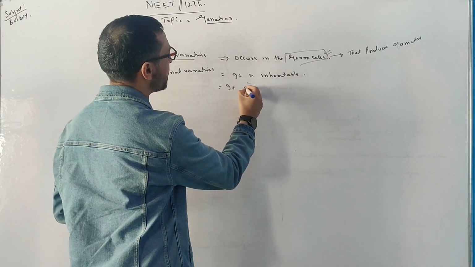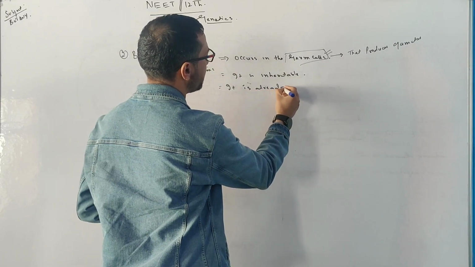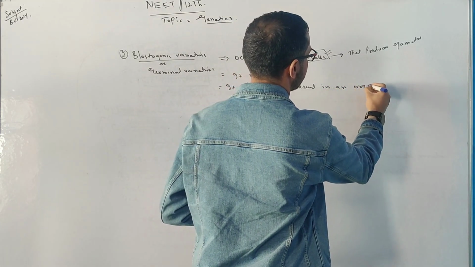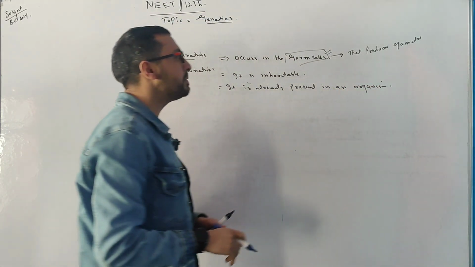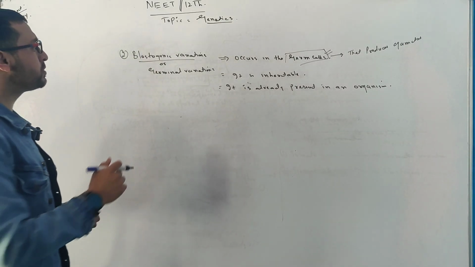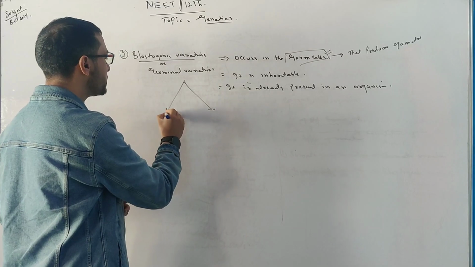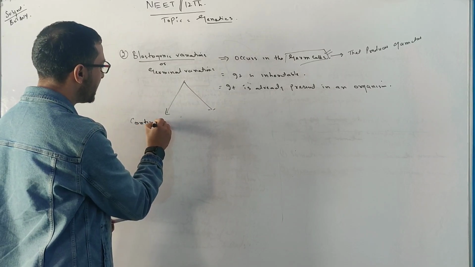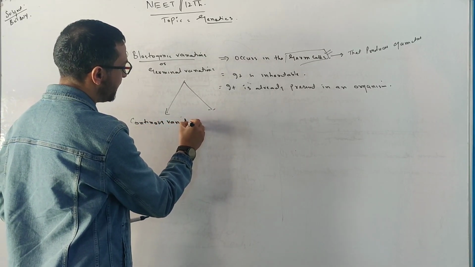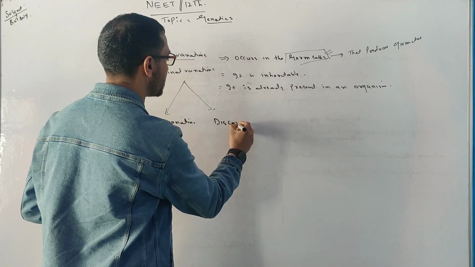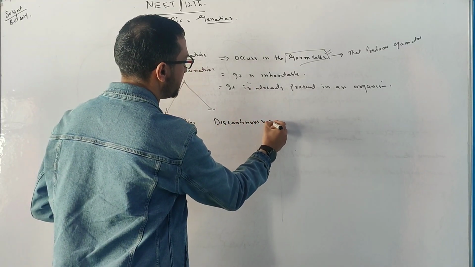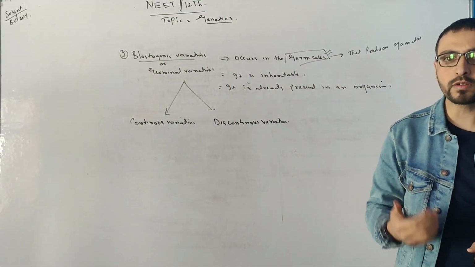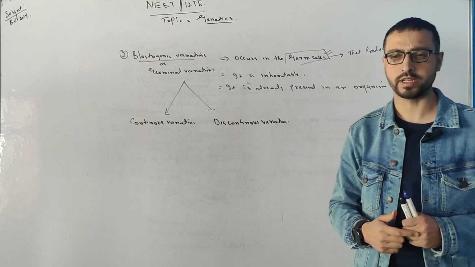It's already present in an organism. So blastogenic variations, we have got two types of the blastogenic variations. Number first is continuous variations. And number second is discontinuous variations. So blastogenic variations are of two types. Number first is continuous variation, number second is discontinuous variations.